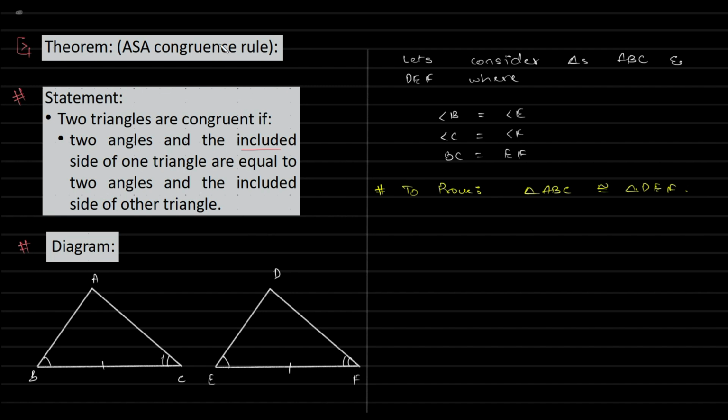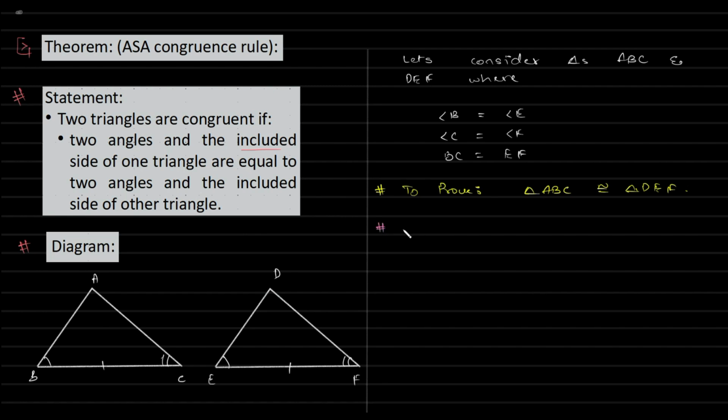So the gist of this theorem is that if we have an angle, a side and an angle, and this side being the included side, if this condition is satisfied, then these two triangles are congruent. That's the theorem. You don't need more information to tell that these two triangles are congruent. That's the basic idea. So how do you prove it?